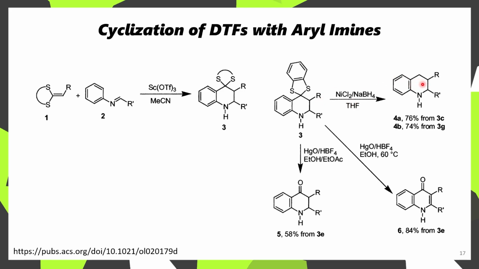Alternatively, if you wanted to oxidize it off, you can use mercury oxide with fluoroboric acid, but I would prefer to opt for silver oxide, as mercury salts are typically undesirable to work with, at least for me. When they did this in ethanol, they didn't just get cleavage of the dithiol, they also got oxidation of the alpha-beta unsaturated position, giving this quinolone species. But when they did this in ethanol and ethyl acetate, they didn't see that additional oxidation occurring.